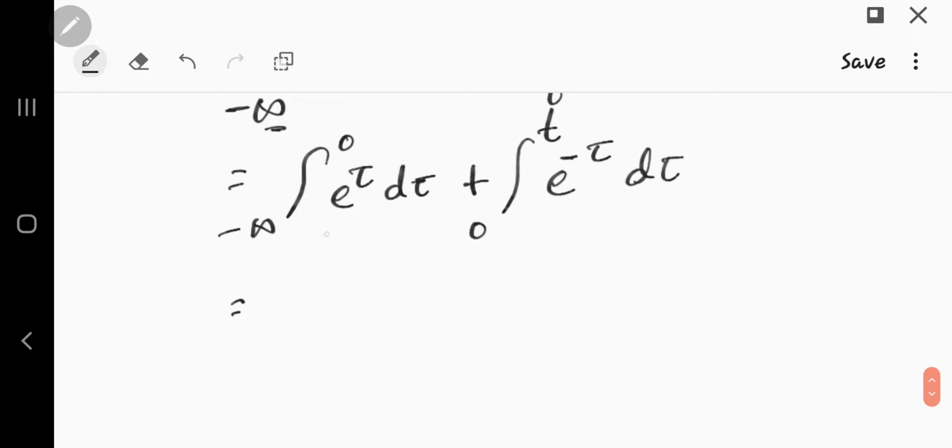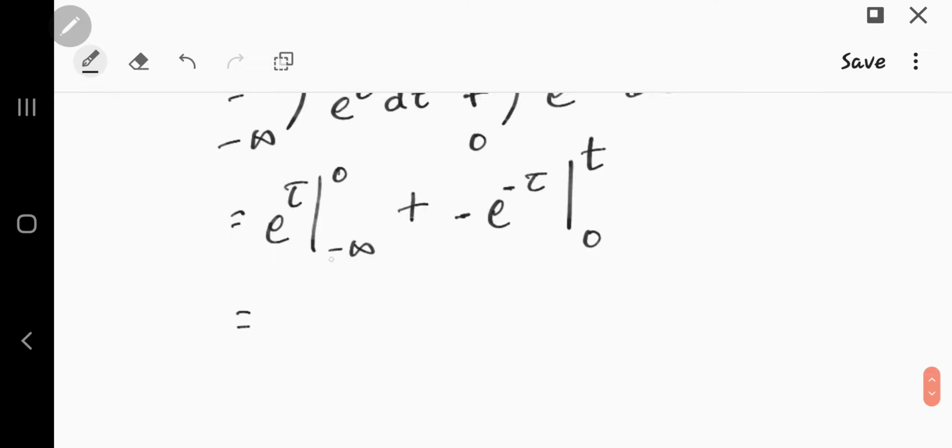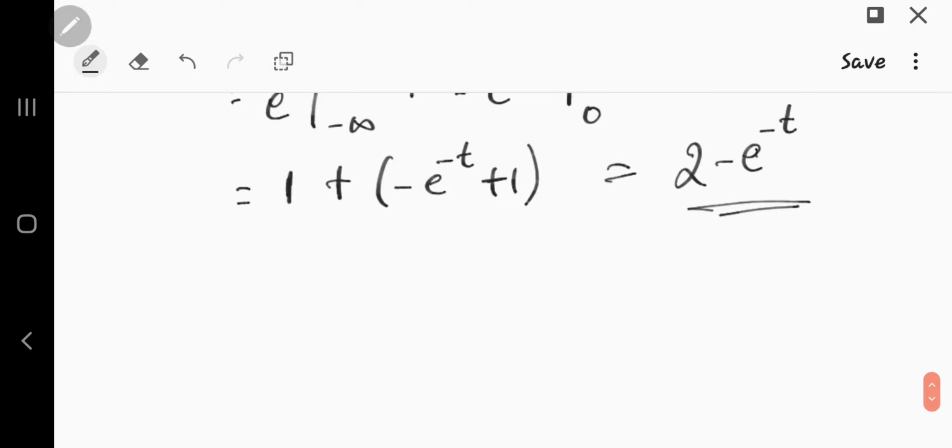Now if you integrate this and apply the limit, this will be e to the power of tau with limits minus infinity to 0, and this will be e to the power of minus tau with limits 0 and t here. So if you simplify this, you should get 1 here, and plus minus e to the power of minus t plus 1. If you simplify, 1 plus 1 is 2, so 2 minus e to the power of minus t. So this is what you are supposed to get after applying the limit.